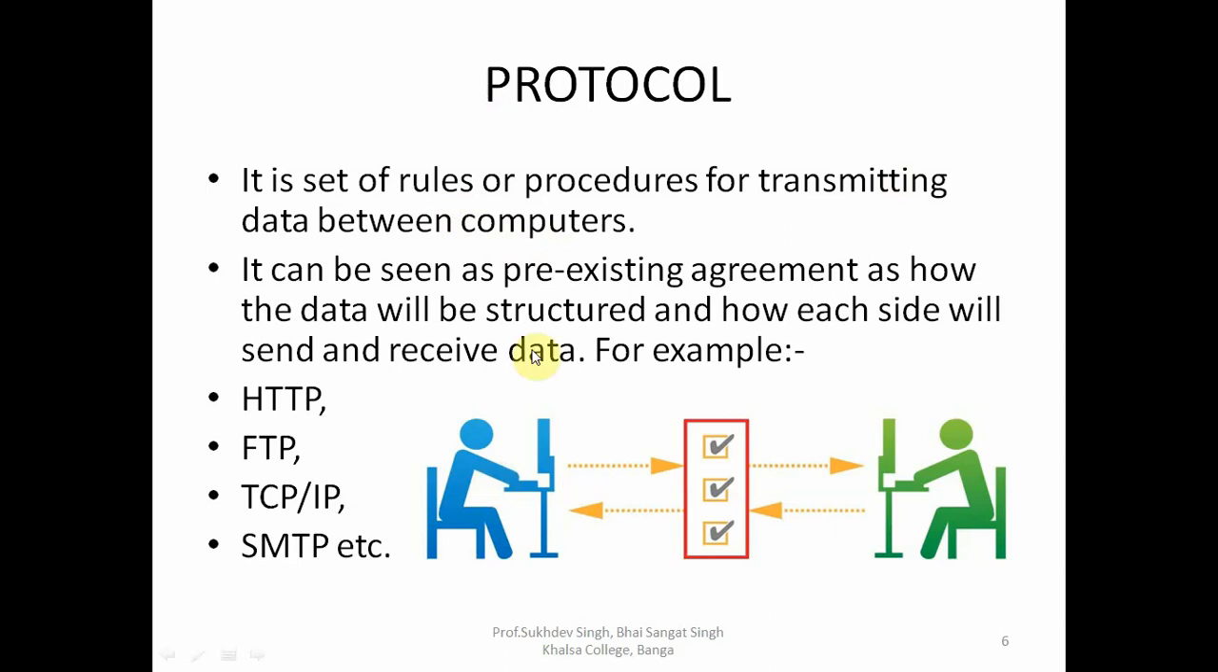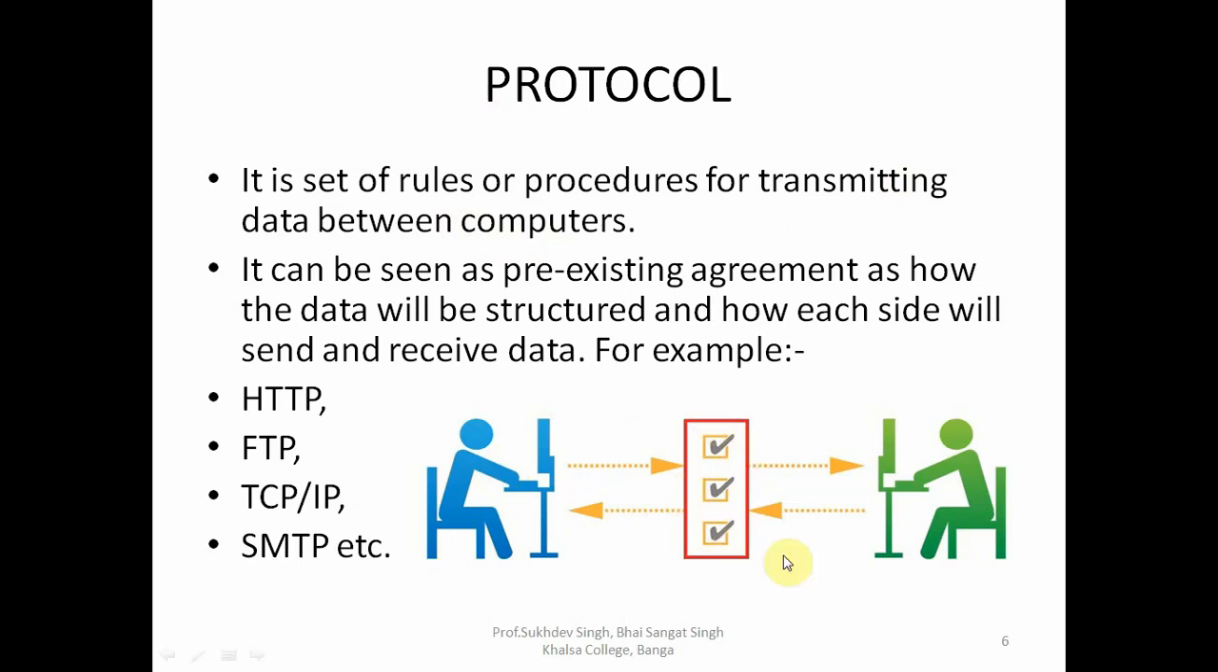If we look at the picture here, we have one computer on this side and another computer on this side. If they want to communicate and send data to each other, then they must follow some rules. There may be one rule for how to start communication, a second rule for how to send and receive data, and a third rule for how to terminate the communication.